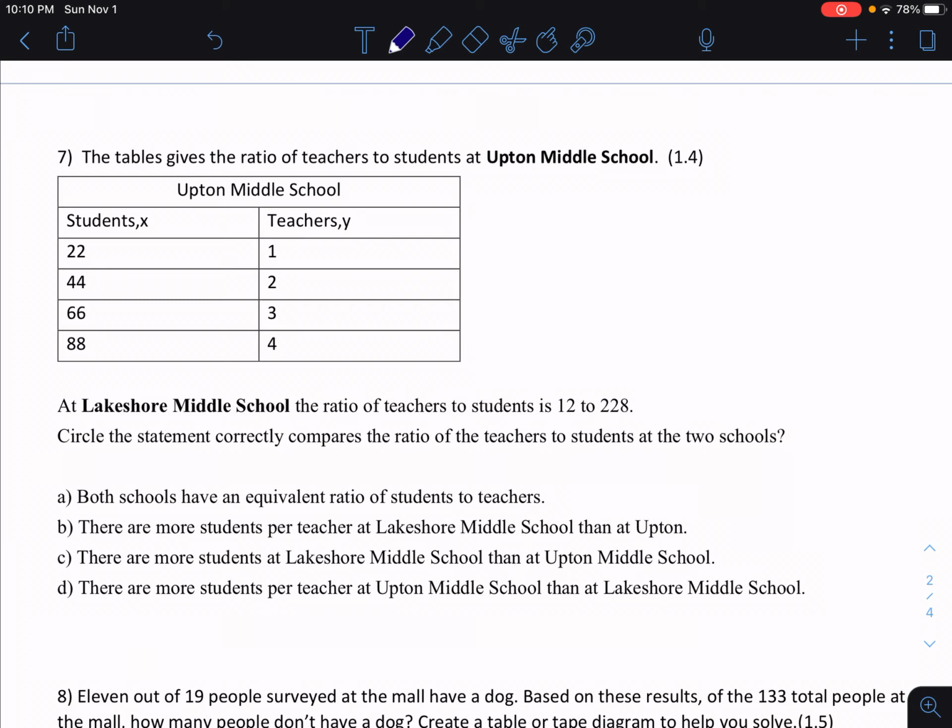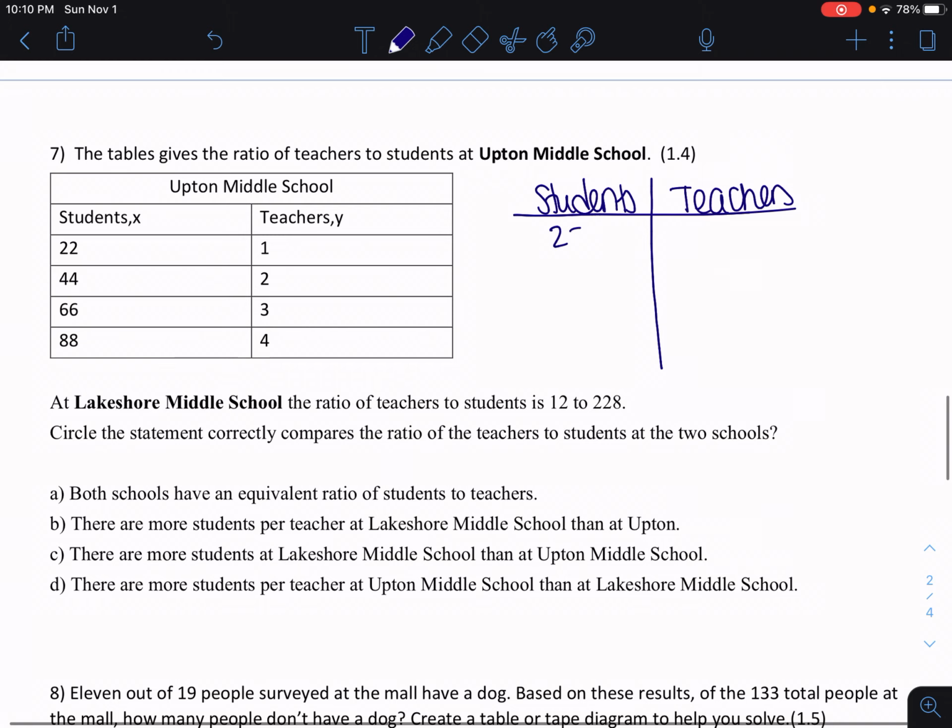So they give me a table for Upton Middle School, but they do not give me a table for Lakeshore, but I can make a table. If I make a table for Lakeshore, I'm going to make it exactly the same as how the Upton Middle School one looks. So I'm going to put students here, then teachers. And I've got 228 students to 12 teachers.